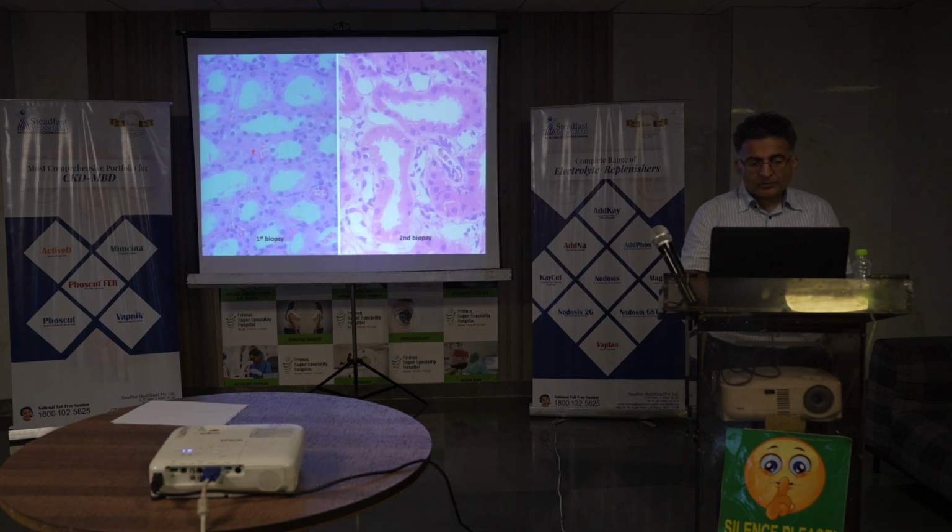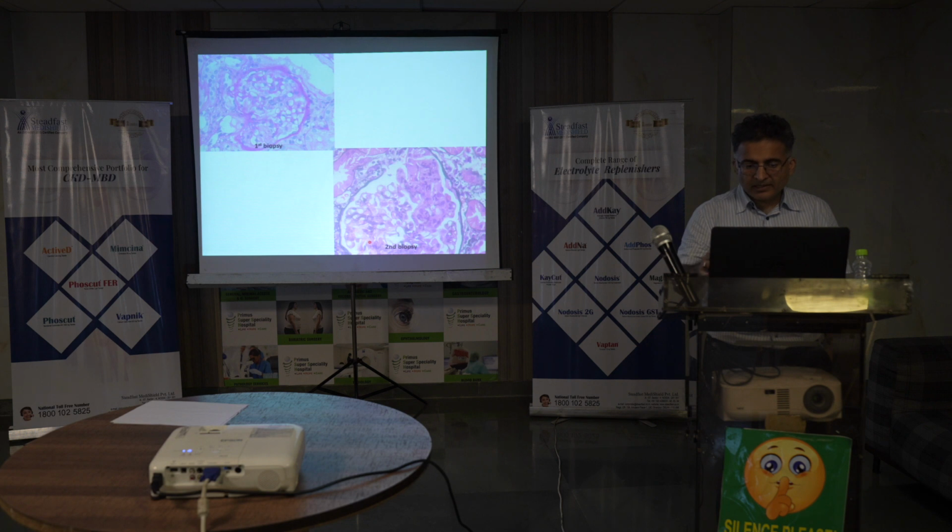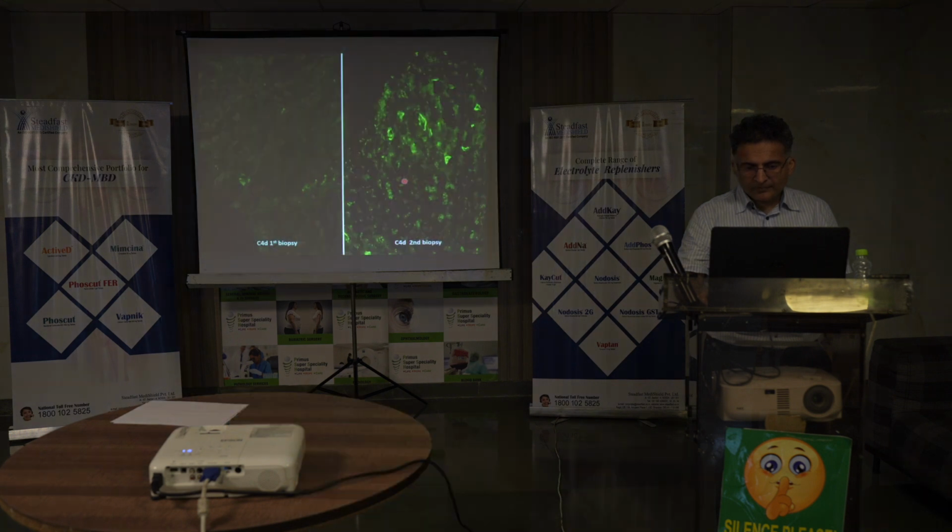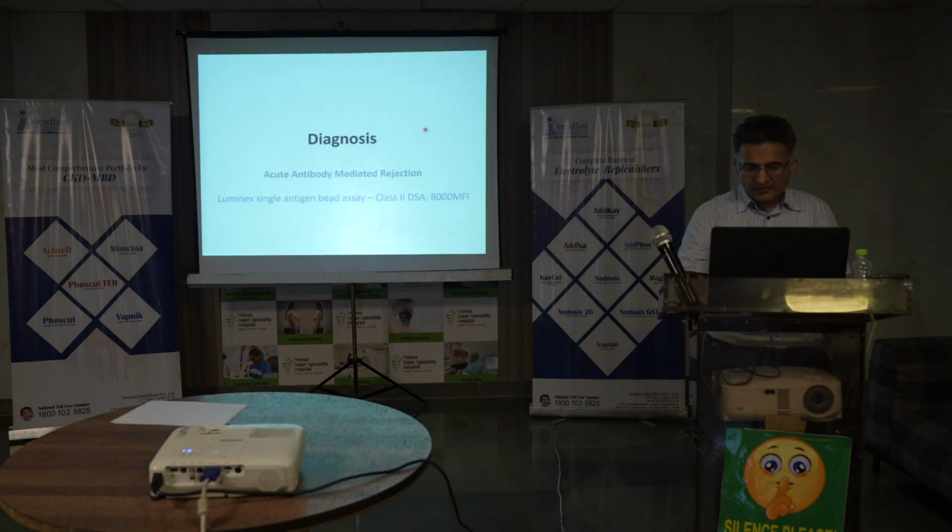The first biopsy had no PTC capillaritis. The second biopsy showed a lot of cells in the peritubular capillary. Even the ATN, as compared to the previous biopsy, shows some separation between the tubules. That means the ATN is also slightly progressing. The glomerulitis, which was not there, is now increasing. And the C4D in the first biopsy was completely negative in the PTCs, but the second biopsy showed some PTC staining. Okay, so this was acute antibody-mediated rejection.